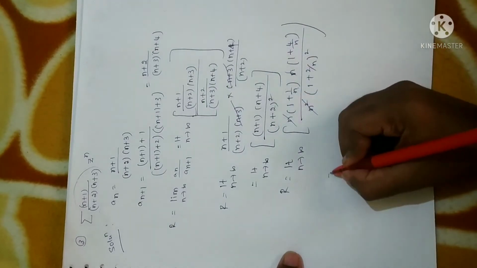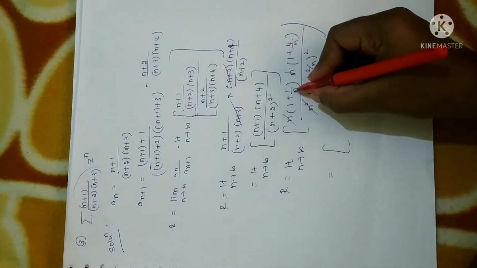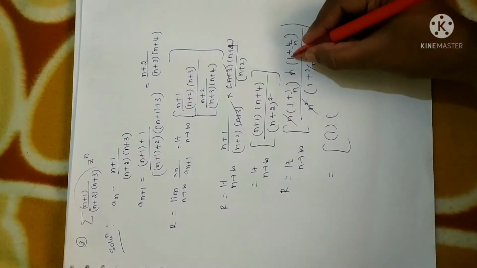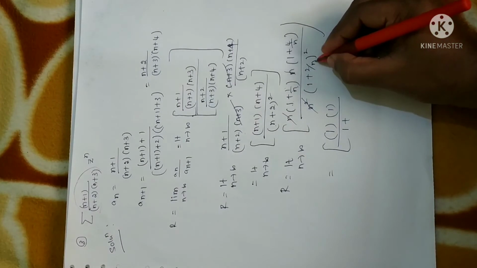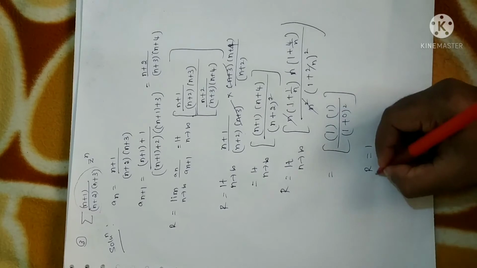Now I'll just write one more step. When you apply limit, since I am not writing limit here, the meaning is I am applying limit here. 1 by infinity is 0. 0 plus 1 is 1. Now 1 by 1 plus 4 by infinity is 0. 0 plus 1 is 1. Divided by 1 plus 2 by infinity is 0. So 1 plus 0 whole square you will get. So radius of convergence will be 1.